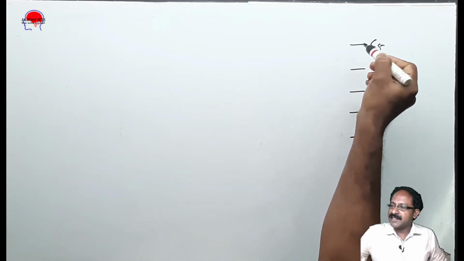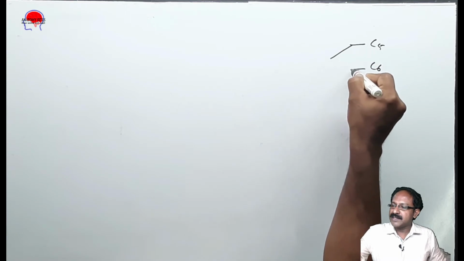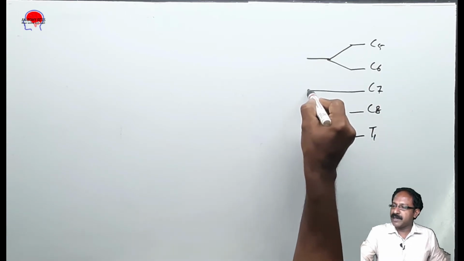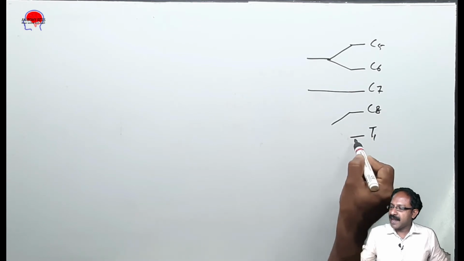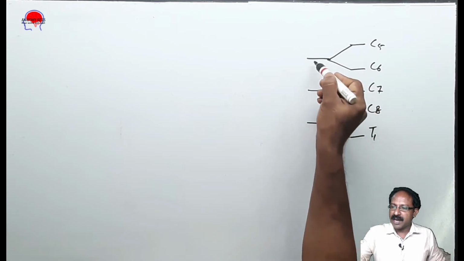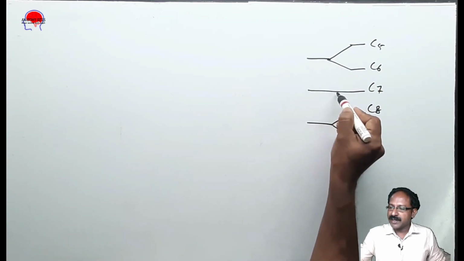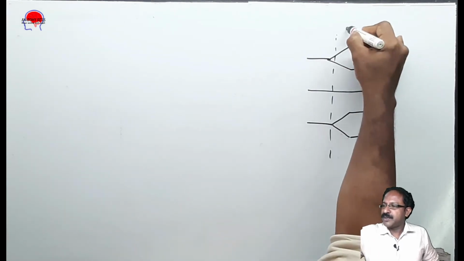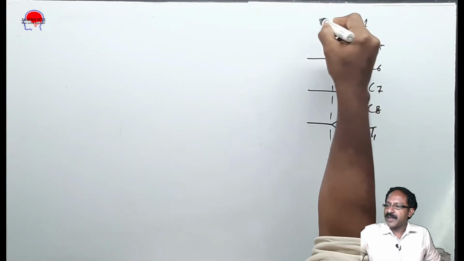The C5 and C6 root unites to form the upper trunk. C7 alone forms the middle trunk. C8 and T1 unite to form the lower trunk. So here is upper trunk, middle trunk and lower trunk. This is root, this is trunk.